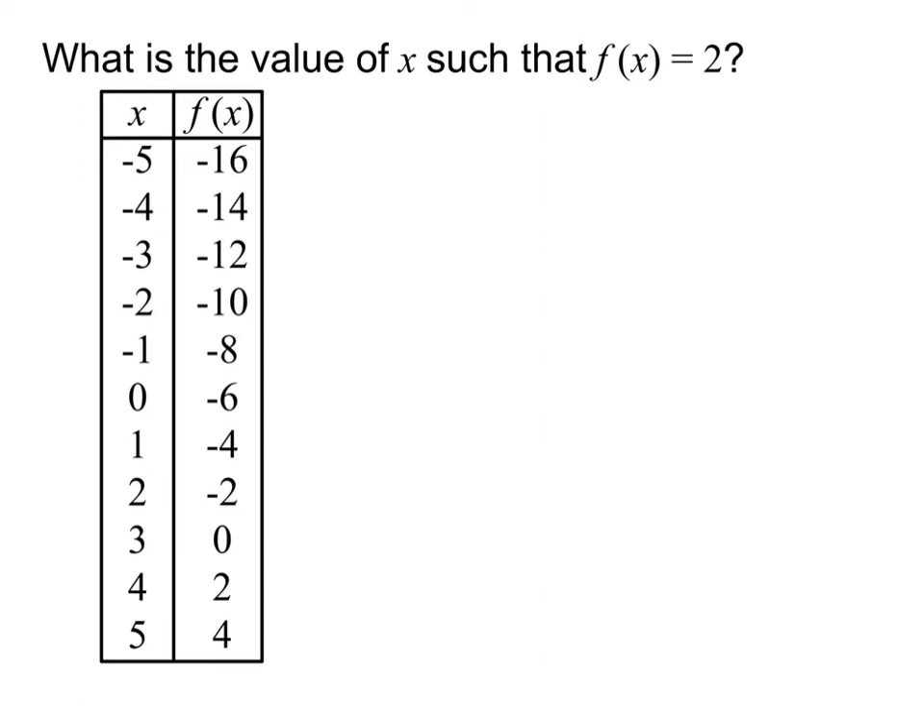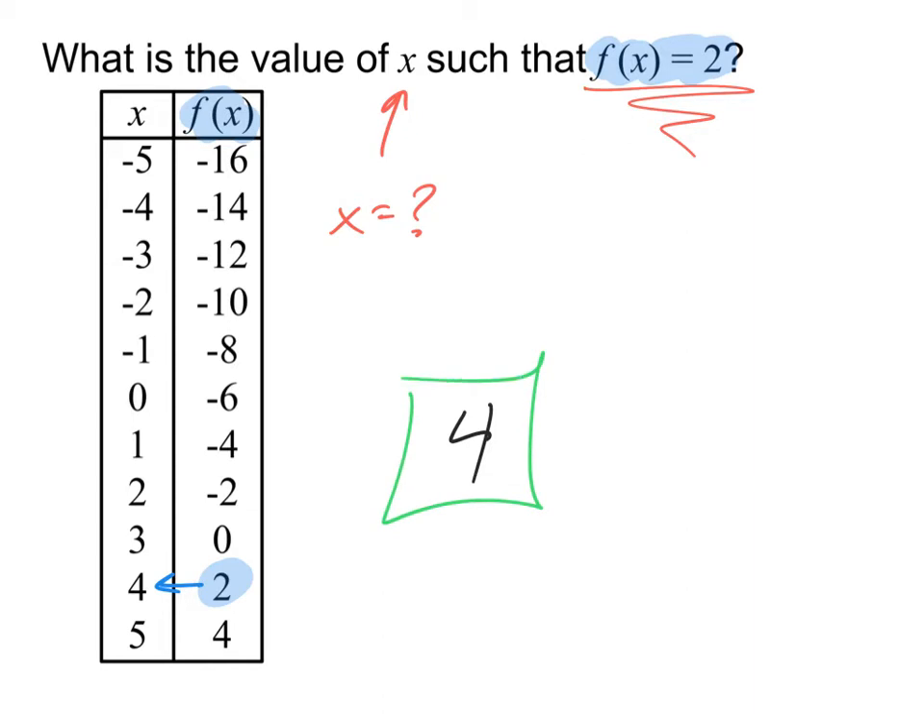In this case, it's saying, what is the value of x? So already it's saying x equals what? It's already given you that hint, such that f of x equals 2. So if f of x equals 2, that's telling you to be looking at the f of x column, and it tells you to be looking in the f of x column for the value of 2. And so the x value that gives us an f of x value of 2 must be 4. So 4 would be our answer for this one.